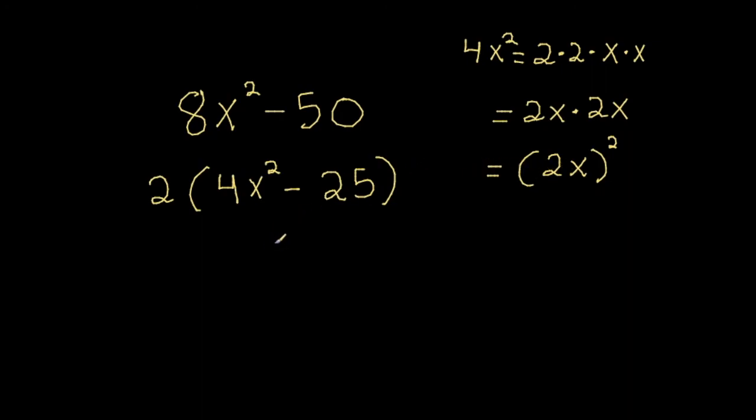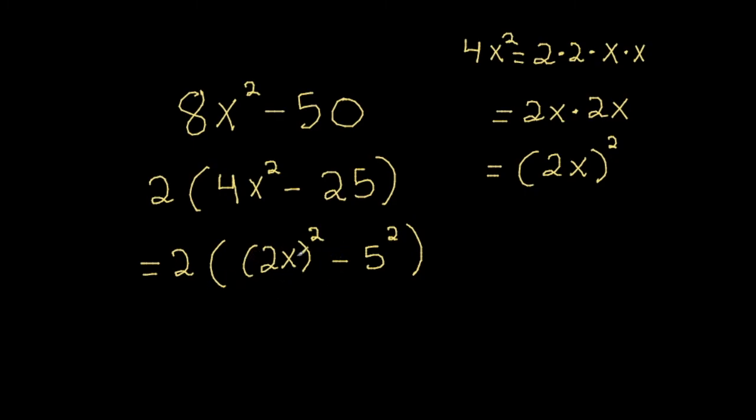And so I can rewrite this now as 2 times the quantity 2x all squared minus, what about 25? What number do we square to get 25? It's 5, right? 25 is 5 times 5. So I'm going to write 25 as 5 squared. And again, you could write it as negative 5 all squared. It's not going to change anything. The answer at the end is going to be the same.